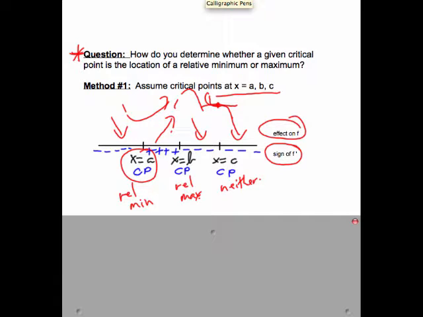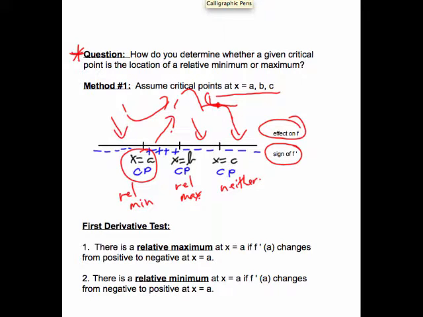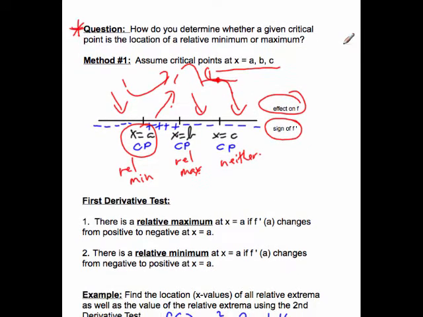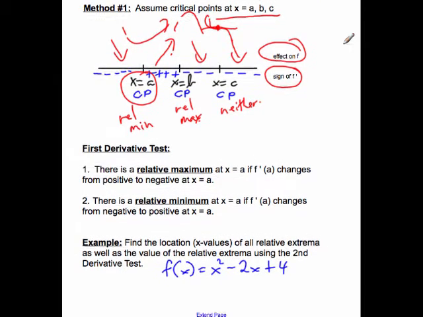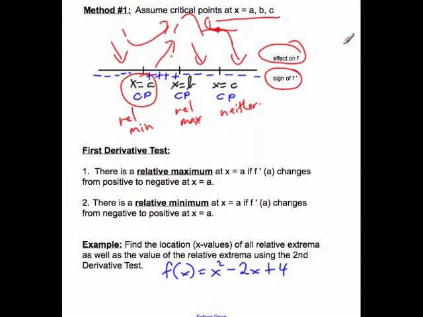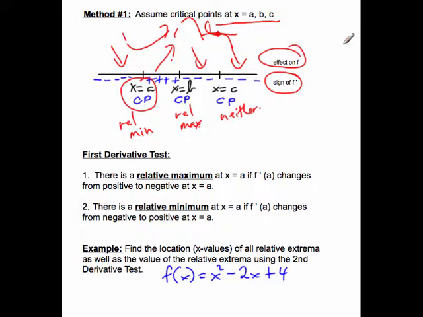Okay. So this is one major way of determining whether a critical point is a relative min or max, and we call this the first derivative test. And it says that if the first derivative changes from positive to negative, as it did right here, then we're talking about our critical point being a relative max.